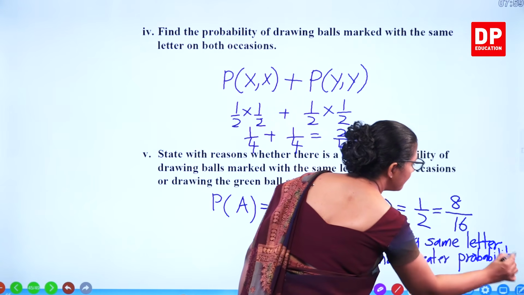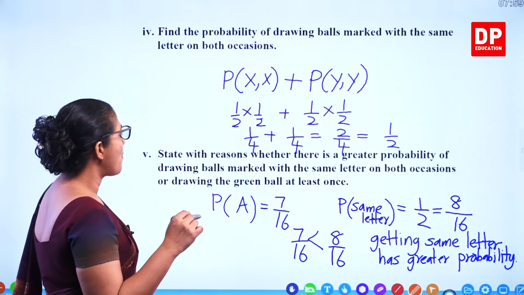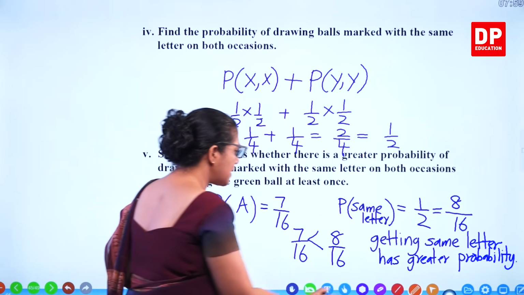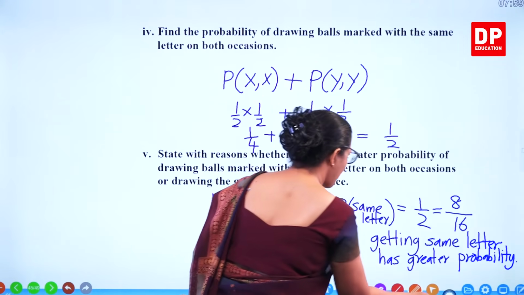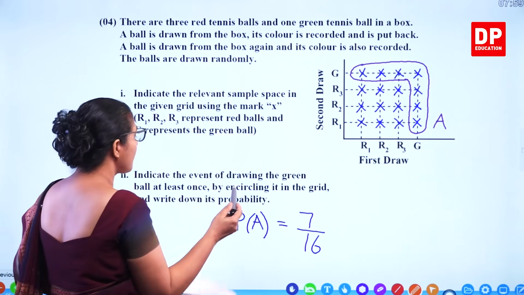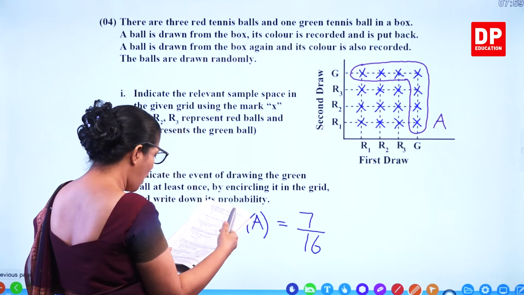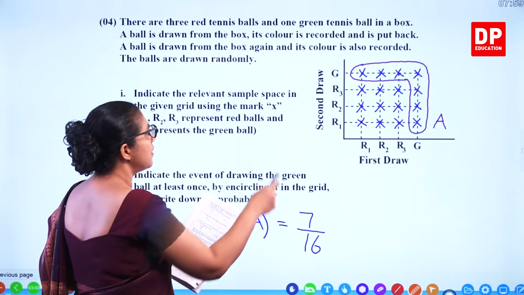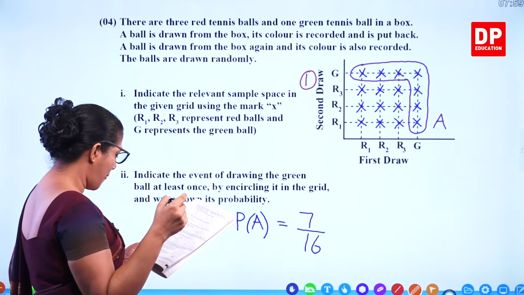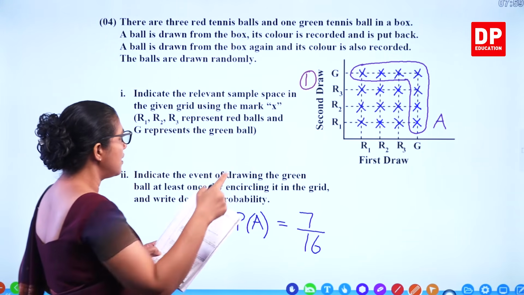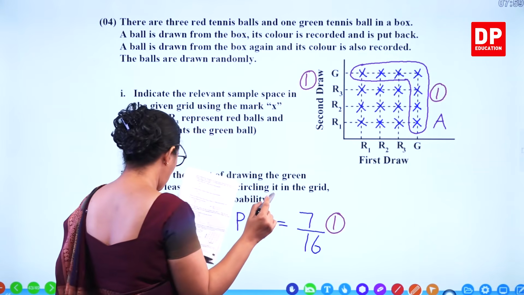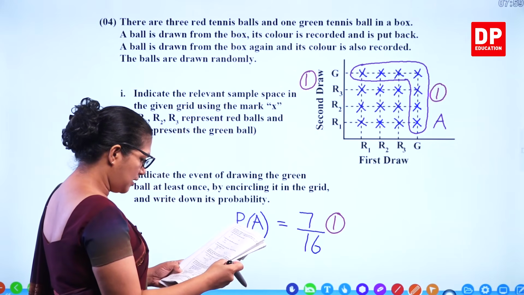Getting same letter has greater probability. So that's the last part. So we'll see how you get marks there. First part, you get 1 mark for identifying the sample space. Just 1 mark. And part 2, 2 marks. Encircling this part, 1 mark, and finding 7/16, another mark. So altogether 3 here.